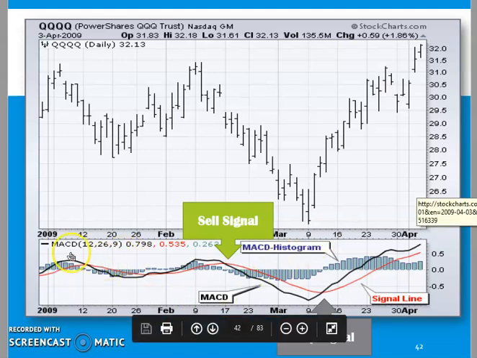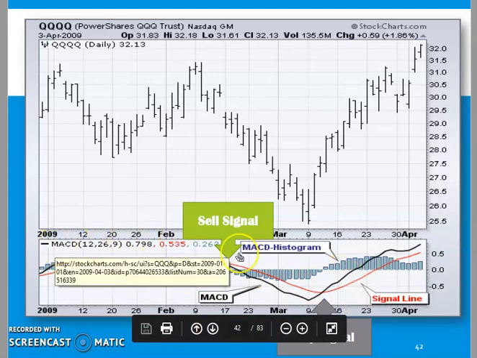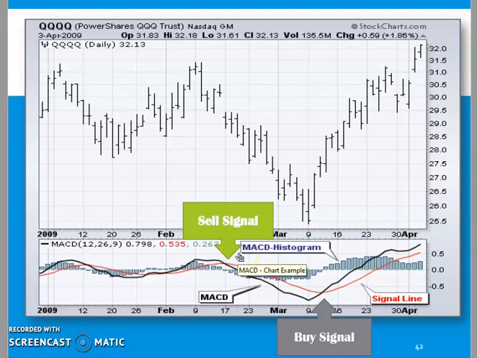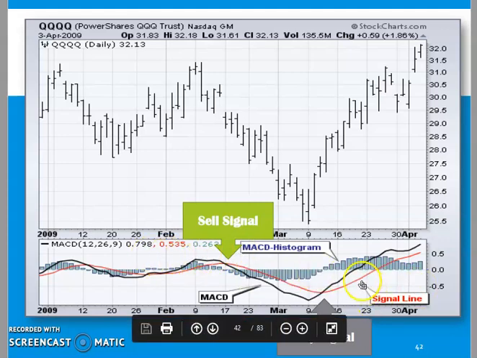Before that, we need to identify which one is the MACD line, which one is the signal line, and which one is the histogram. In this case, the black line is the MACD line, the red line is the signal line, and this one is the MACD histogram.